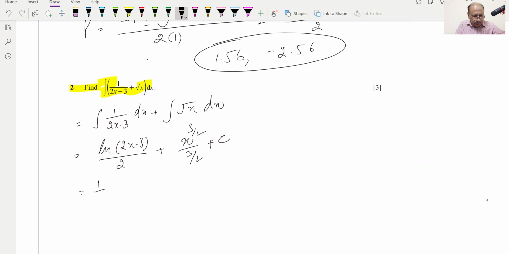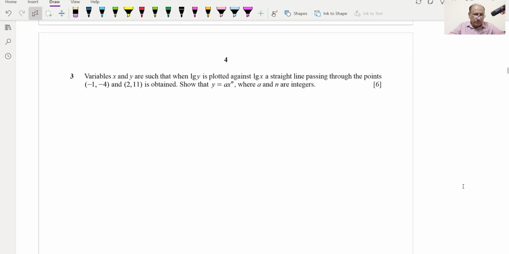We can rewrite it in a different shape, like 1 by 2 log of 2x minus 3 plus this fraction over fraction, which can be written as 2 over 3 x raised to the power 3 by 2, plus c. This will be the final answer for 3 marks. Hopefully you got this solved as well.